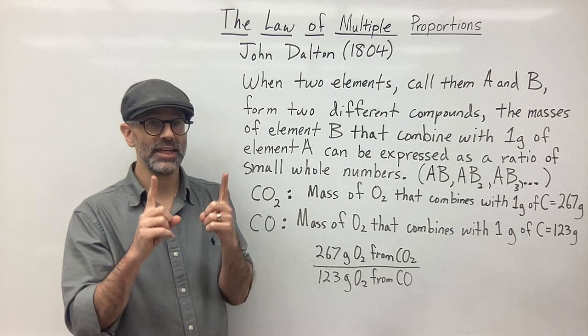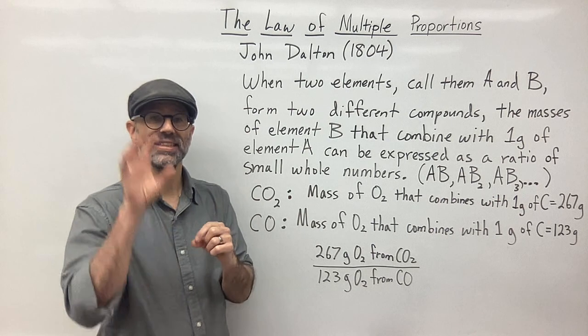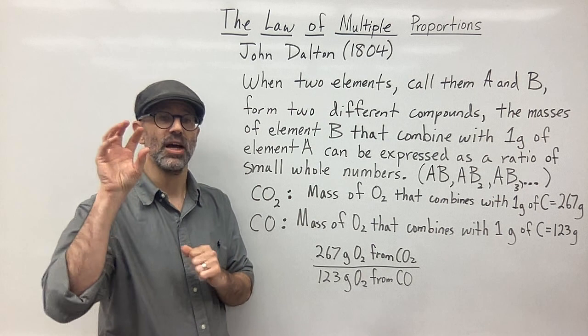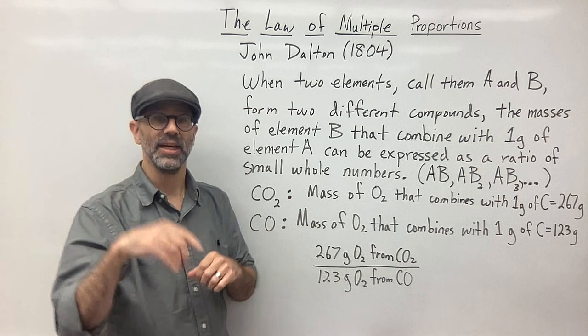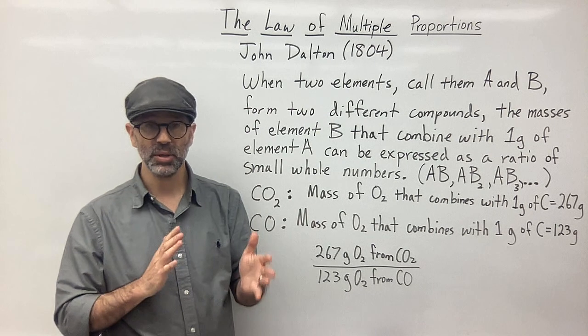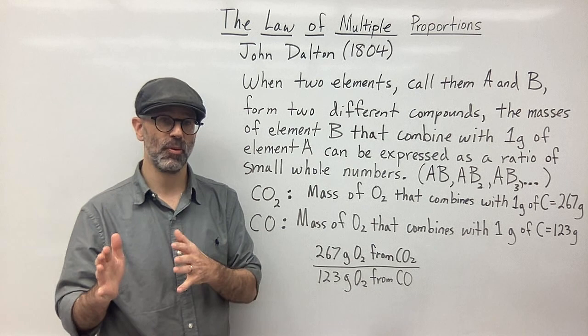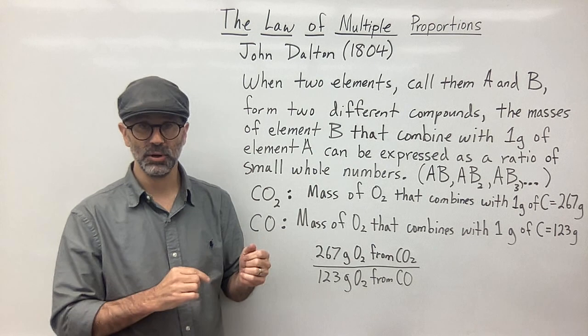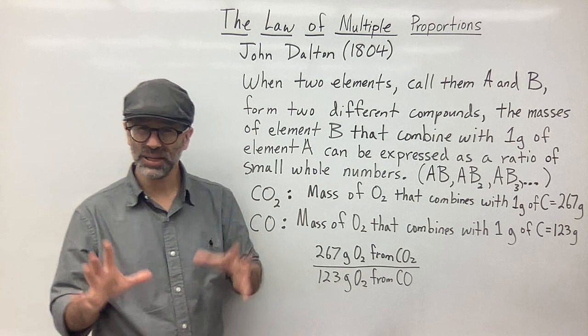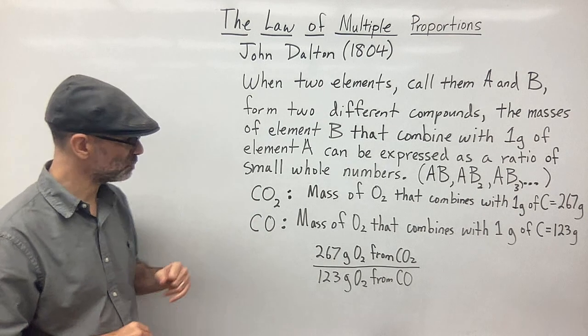So we're not looking at the ratio of A and B in one compound. We're looking at the ratio of the mass of the same element in two different compounds that are made up of A and B. So that's the difference between the law of multiple proportions and the law of definite proportions. I hope that clarifies it, but if you still need clarification, I have an example.